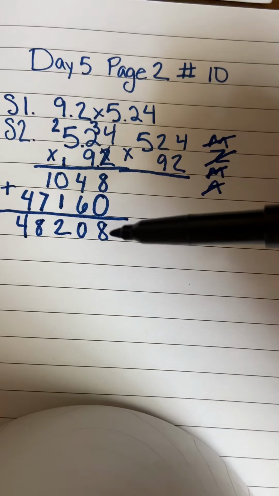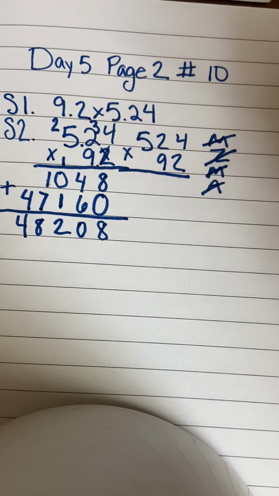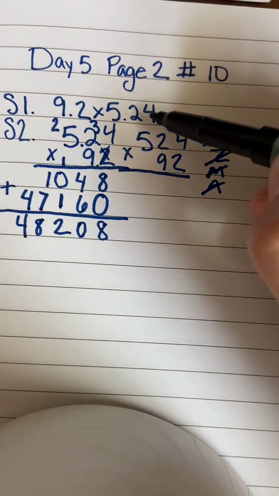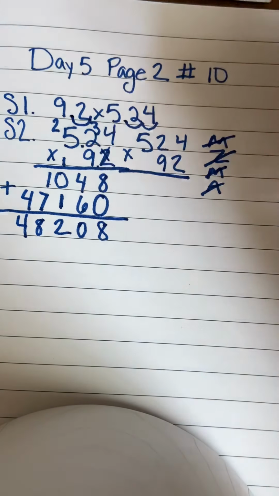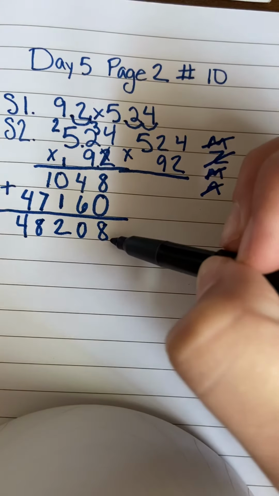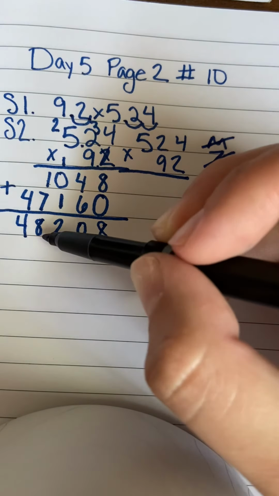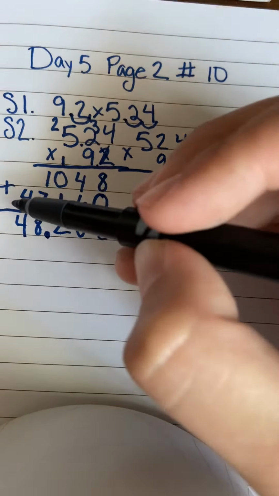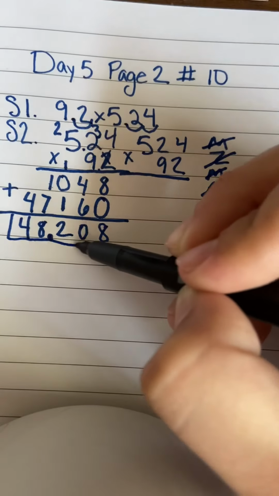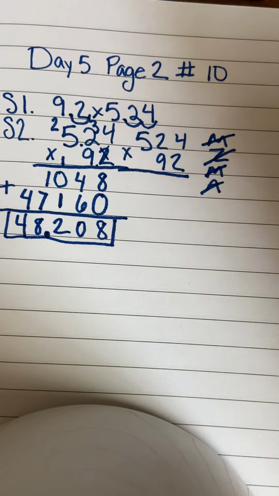Now, 48,208 is not my answer because I need to go ahead and add in my decimal place values. So, looking back at the problem, I have 1, 2, 3 decimal place values. I'm going to start all the way at the right side and count 1, 2, 3 decimal places and put my decimal right there. So my answer is 48 and 208 thousandths.